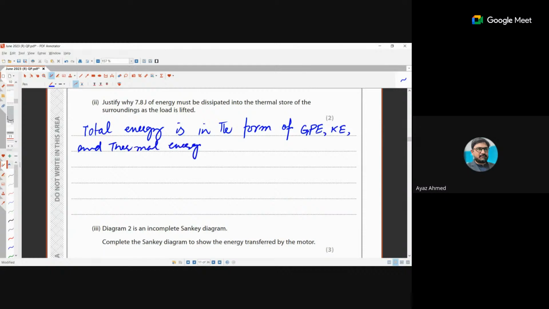This is additional information, as well as elastic potential energy. I will mention why I have written that. Elastic potential energy is zero as the wire is not extended, as the wire is inextensible.